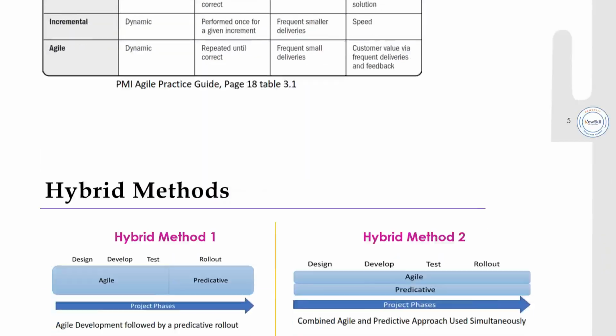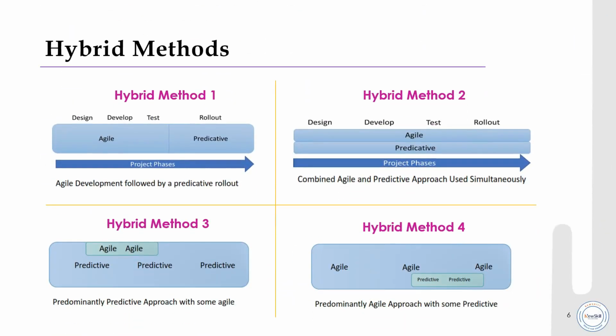All right. So when you read your Agile Practice Guide, under the section for tailoring, it will give you the different hybrid methods that you can apply. And it is just about at what point you use agile and at what point you use predictive. So with hybrid method one, the beginning of the project can start with agile, then as you roll out, you can choose to use predictive. Or you can run both agile and predictive concurrently throughout your entire project phase. This is where you combine agile and predictive approaches and run them simultaneously.